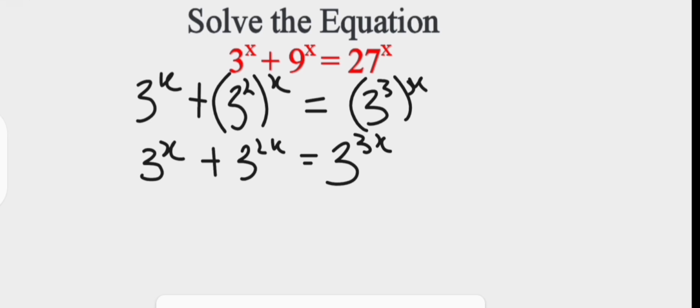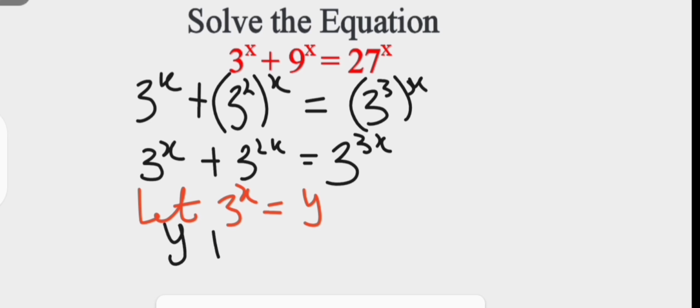Then we can make a transformation of variables by letting 3 raised to power x be y, so that the equation becomes y plus 3 raised to power 2x becomes y squared, and on the right hand side 3 raised to power 3x is y raised to power 3.